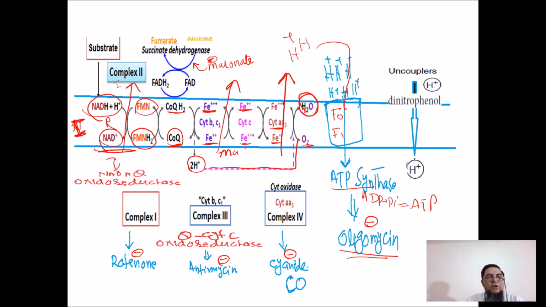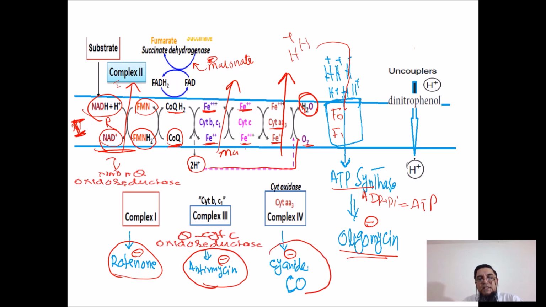So complex 1 is blocked by rotenone. Complex 3, cytochrome Q enzyme cytochrome C oxidoreductase, is blocked by antimycin. Complex 4, which is cytochrome AA3, cytochrome oxidase, is blocked with the help of cyanide and carbon monoxide. Complex 2, the succinate to fumarate enzyme, succinate dehydrogenase, is blocked with the help of malonate.